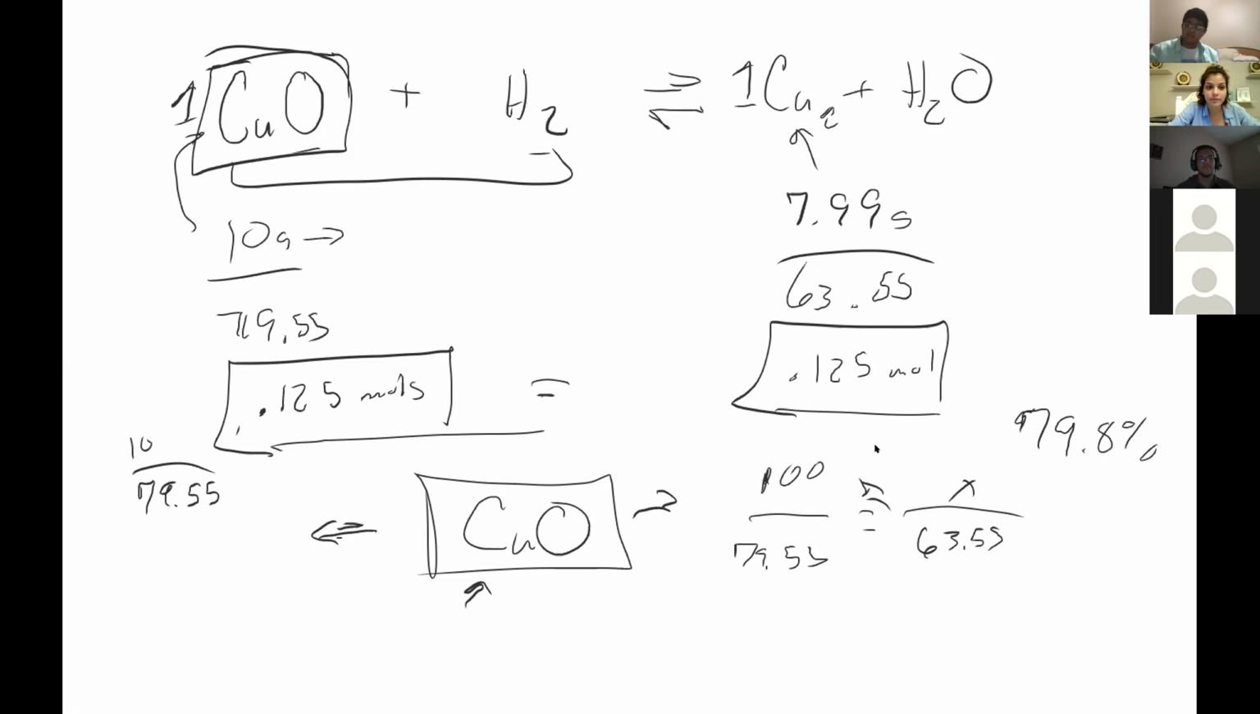Copper, you would do the same thing for oxygen. I'm guessing it's going to be something like 20.2%. So yeah, once we find out that this is our actual formula, then it's easy to convert into percent composition.